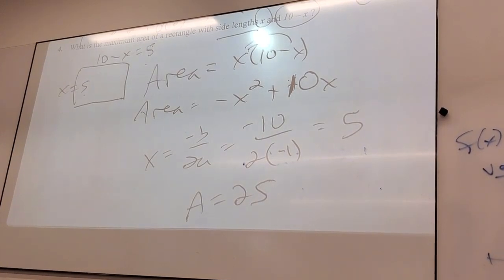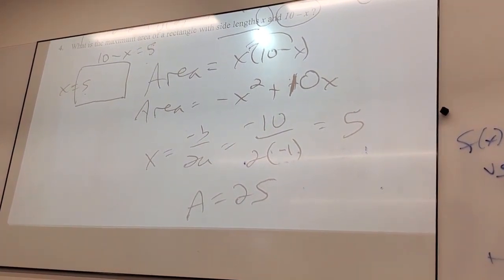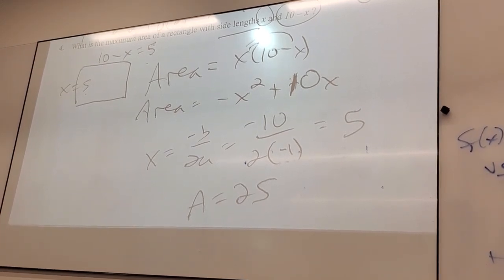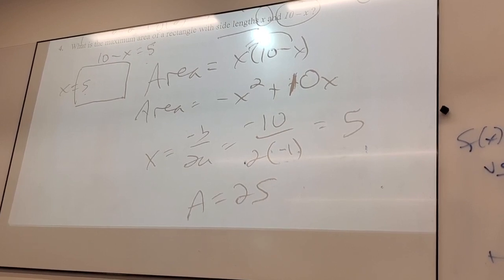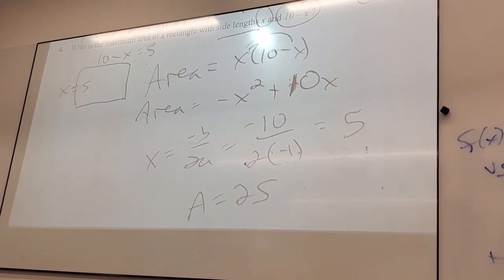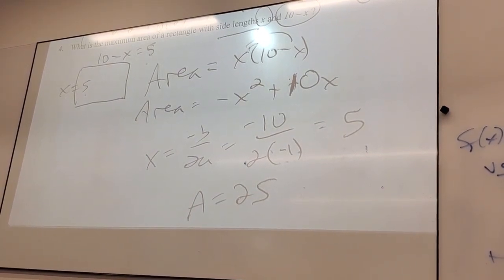Negative 25 plus 10 times 5, negative 25 plus 50, 25, right? That's the area function. So if I know what x is and throw it in there, it better give me the area. But the way I did it was more immediately physical. I know that side's 5, I know the other side's 5, area is 25. Either way will work, yes.